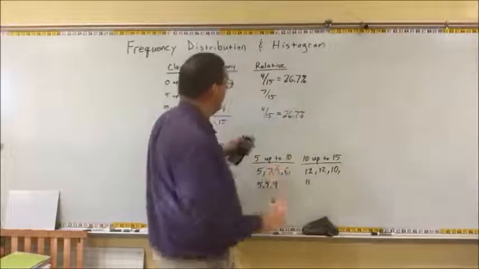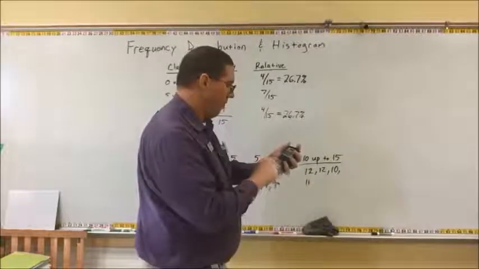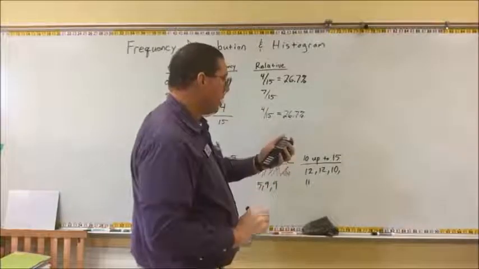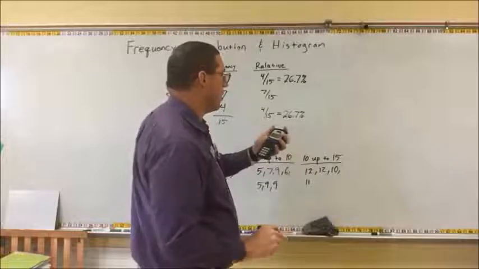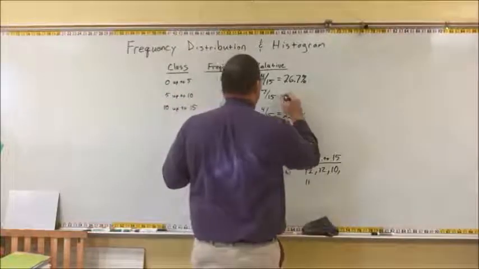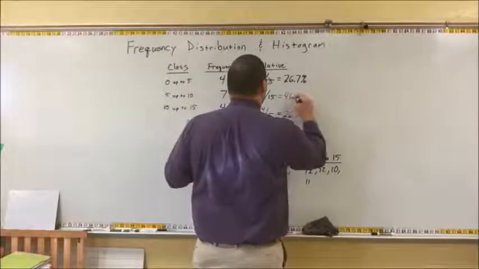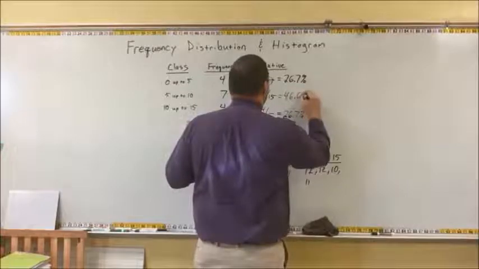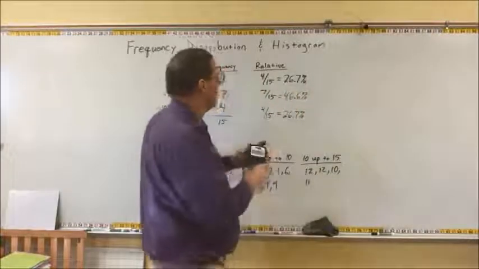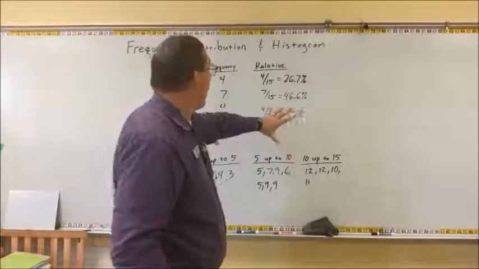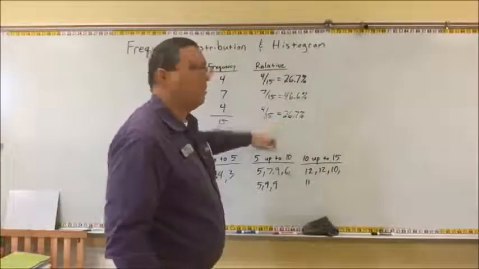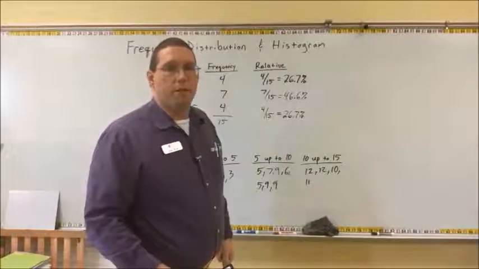And now let's do 7 divided by 15. That gives us 0.466, and we'll say that's 46.6%. There's a little bit of rounding in there, but this is close enough. And so now we've got our relative frequency distribution.